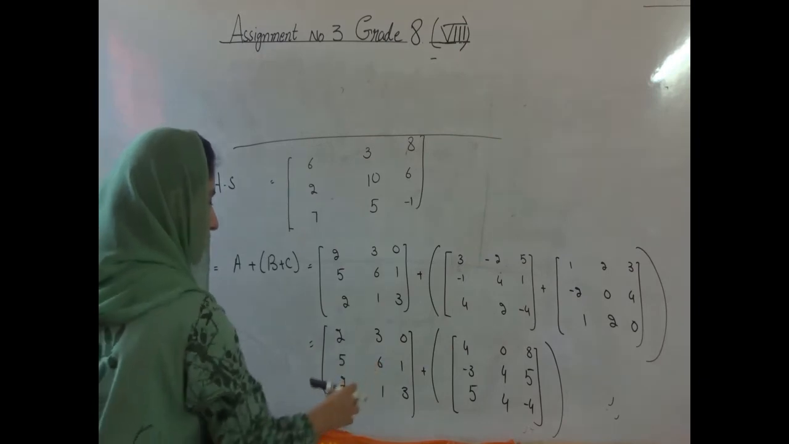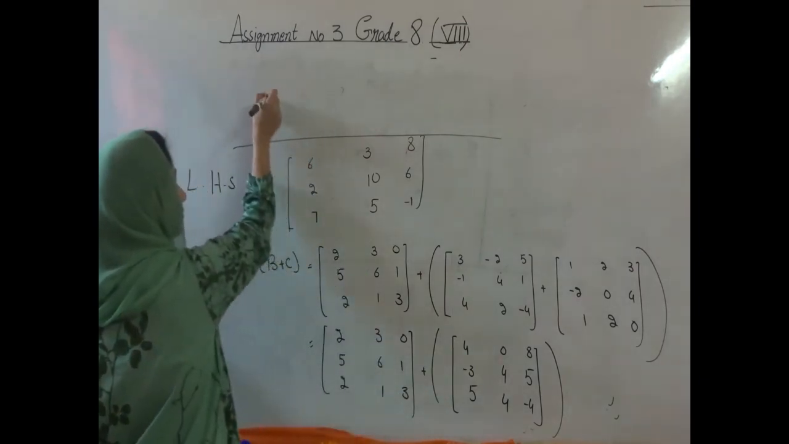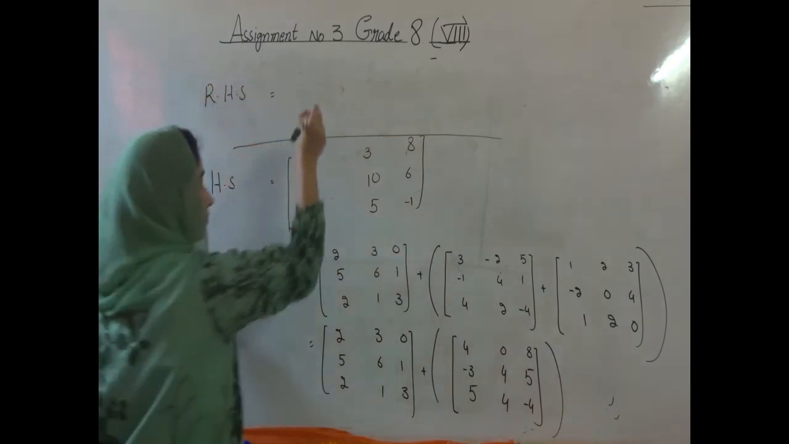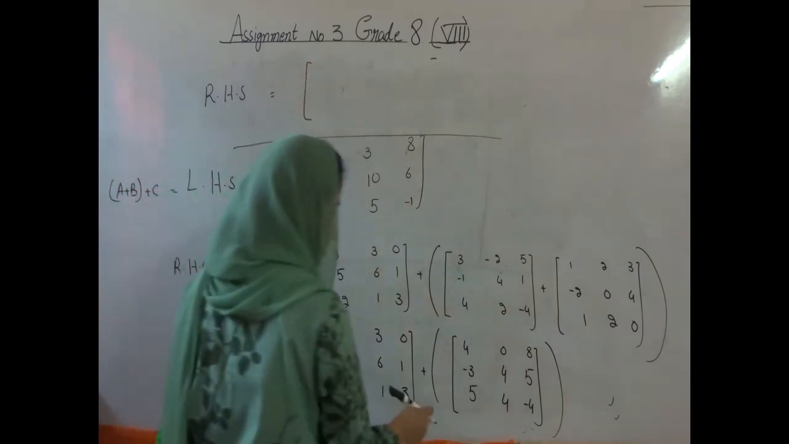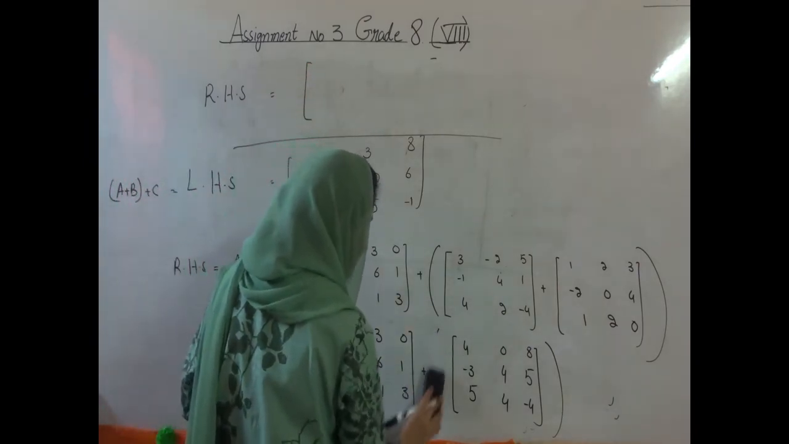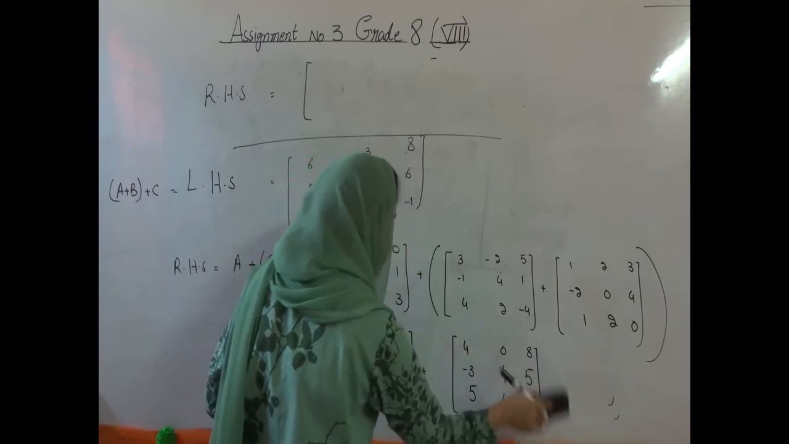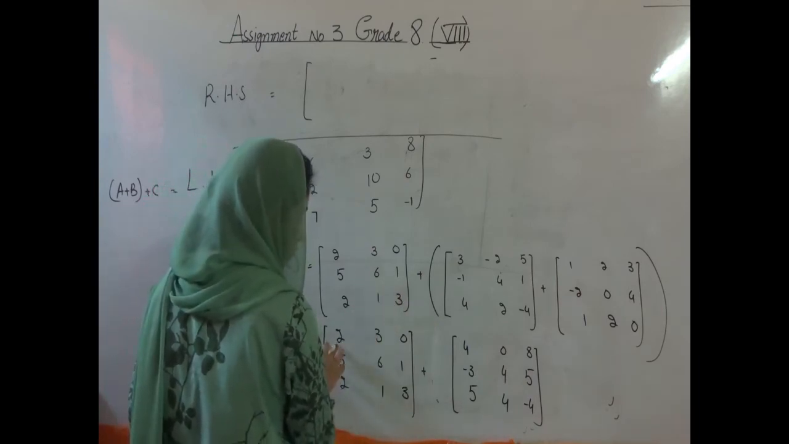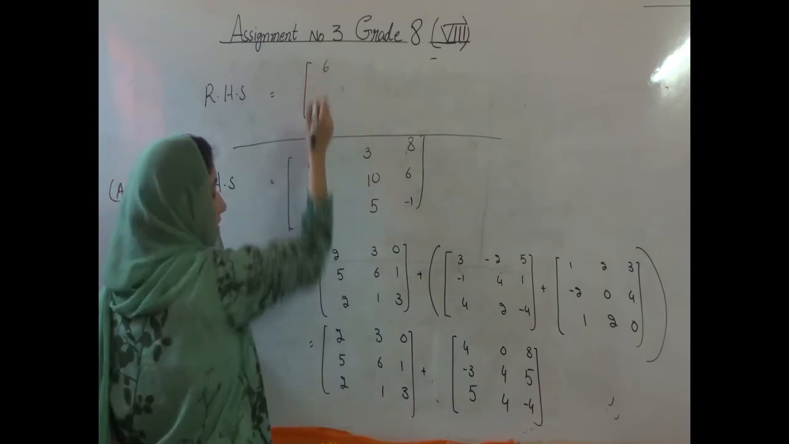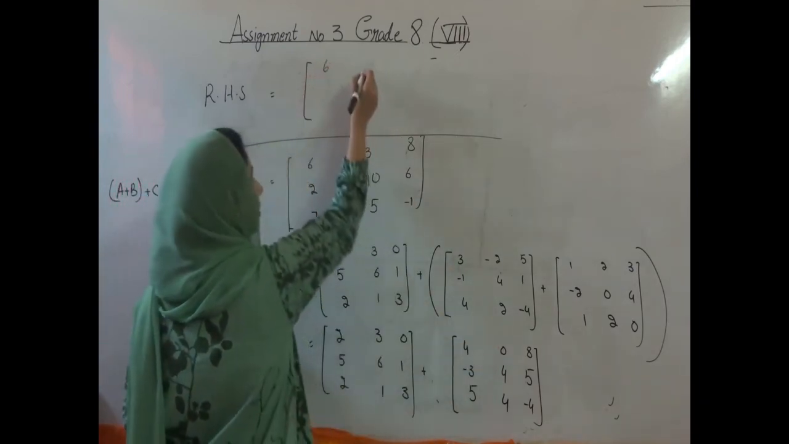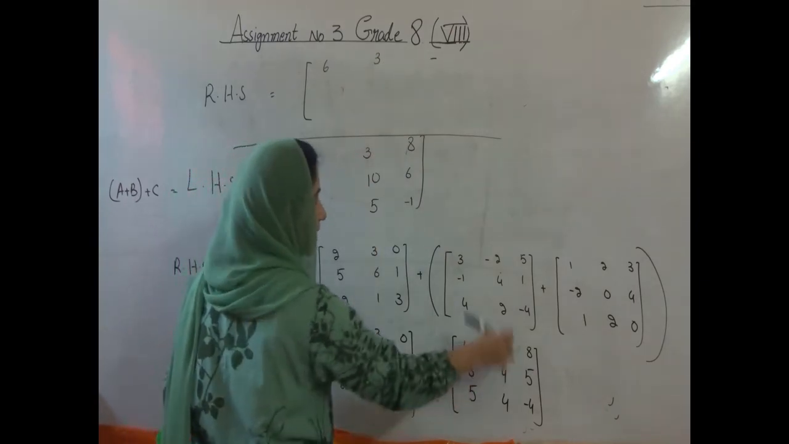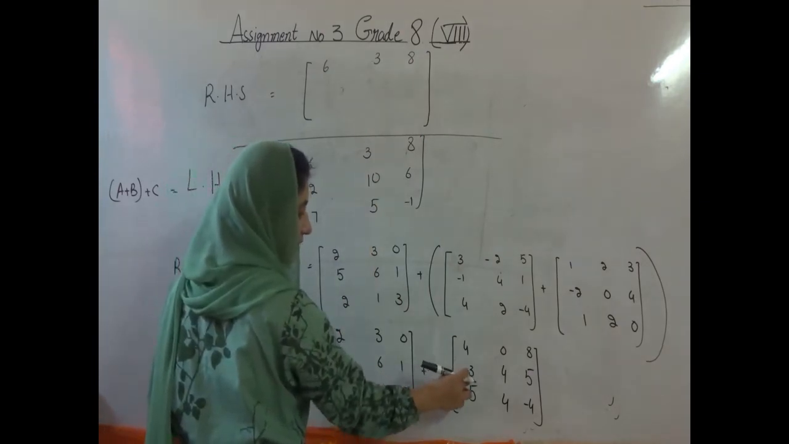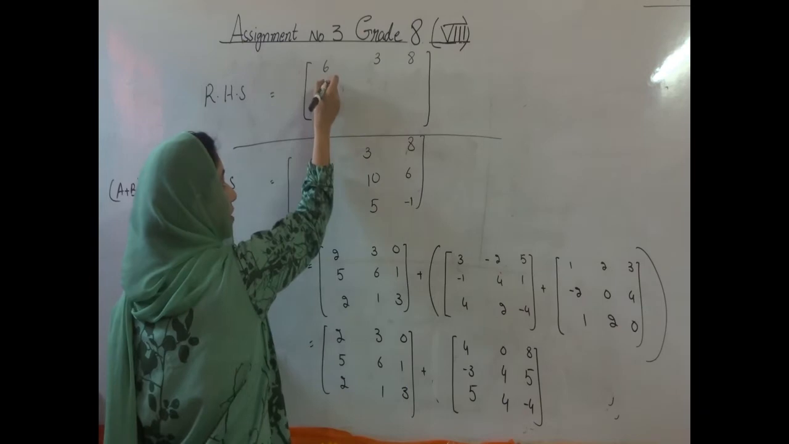Okay, now add these two matrices. First we remove the brackets. First we already solved the small bracket. Now add these two matrices. 2 plus 4, 6. 3 plus 0, 3. 0 plus 8, 8. 5 plus minus 3, 5 minus 3, the answer will be 2.